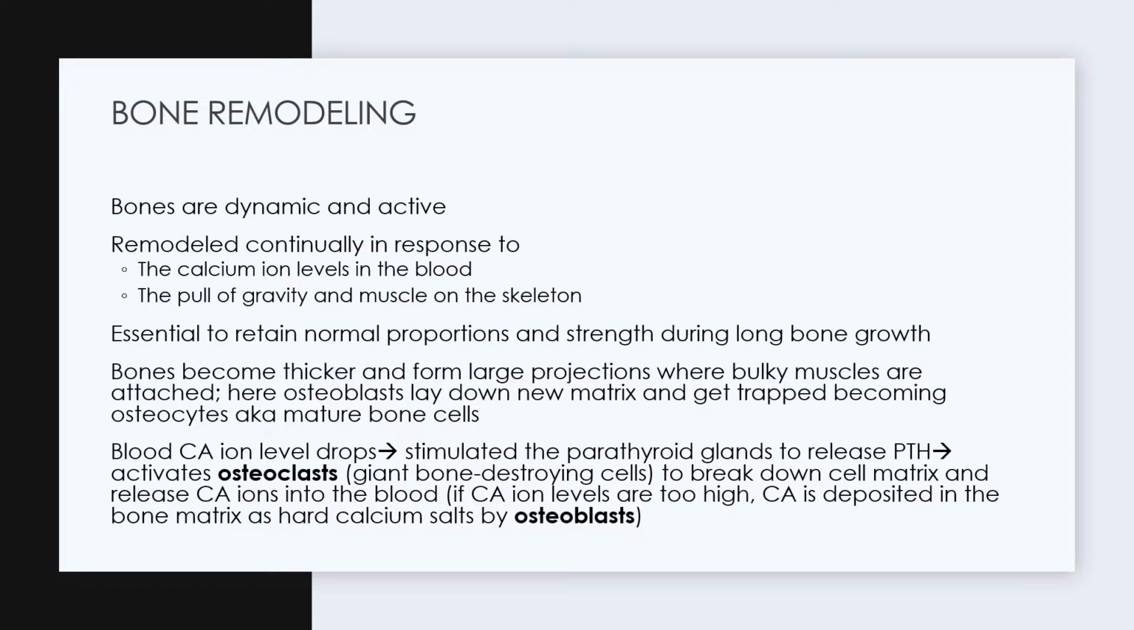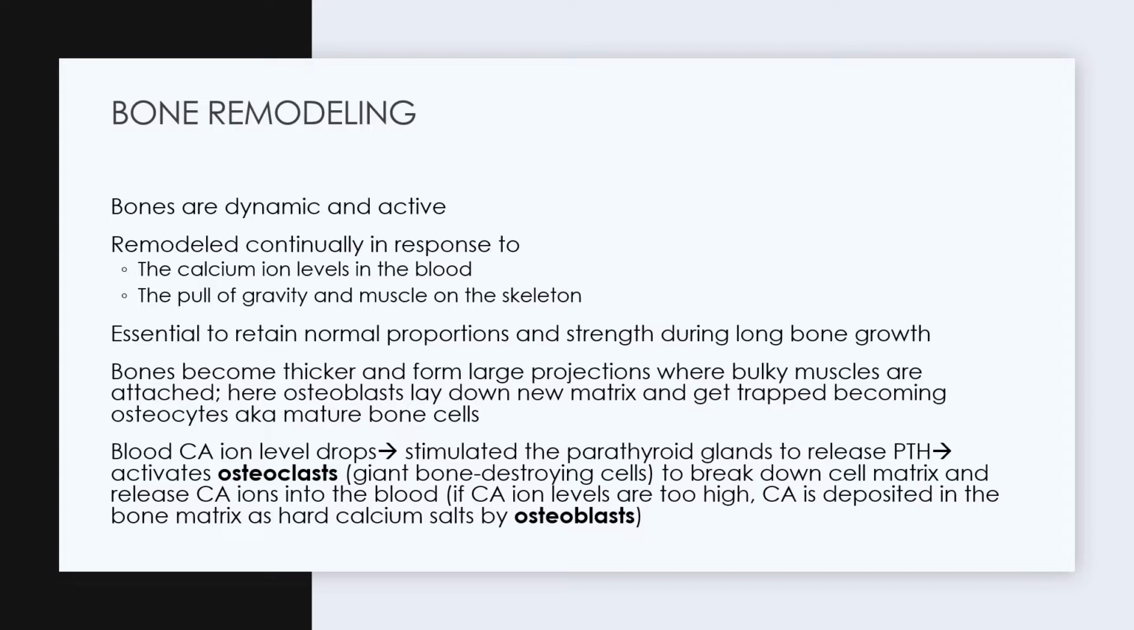So bone remodeling: bones are dynamic and active. They are remodeled continually in response to calcium ion levels in the blood and the pull of gravity and muscle on the skeleton. So it's essential to retain normal proportions and strength during long bone growth. Bones become thicker and form large projections where bulky muscles are attached. Here, osteoblasts lay down new matrix and get trapped, becoming osteocytes, which are those mature bone cells.